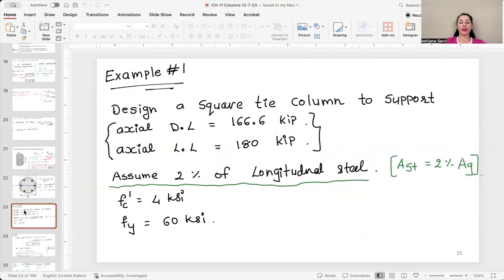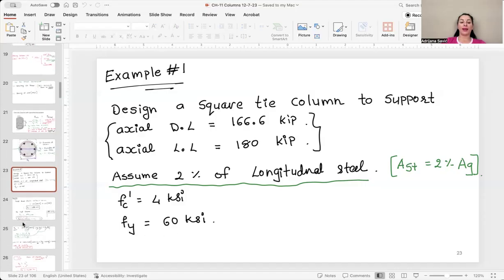I will do one example. We need to design a square tied column to support axial dead load, which is 166.6 kips. Then we have axial live load, which is 180 kips. And we are assuming 2% longitudinal steel area. In order for a rectangular or square column to be economical, steel area has to be between 1% and 3%.